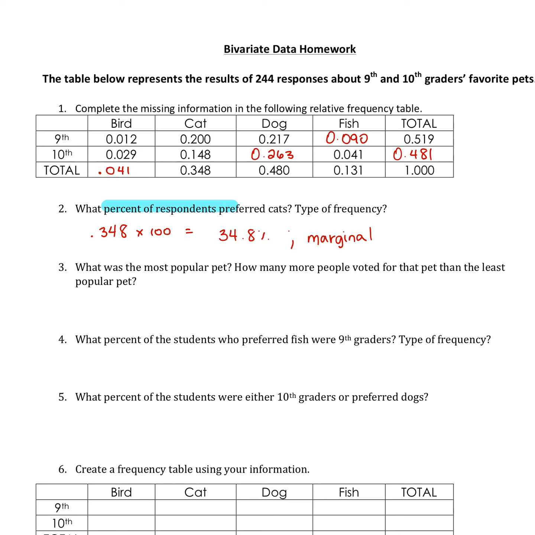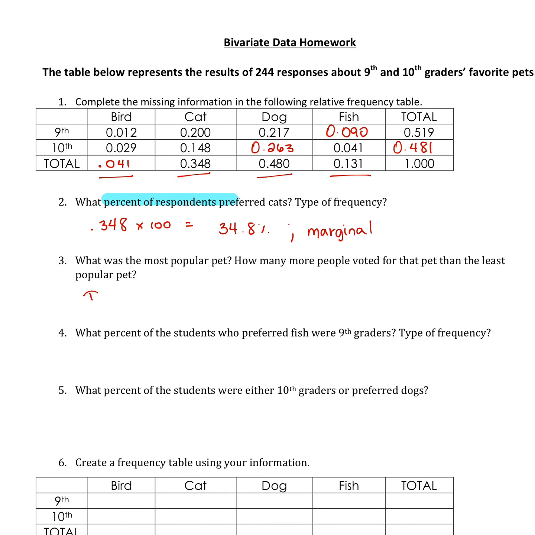Our next one, what is the most popular pet? So I look at all my totals. Birds came in at 0.041, cats at 0.348, dogs at 0.48, and fish at 0.131. So obviously dogs are the best. Go dogs, sic 'em.